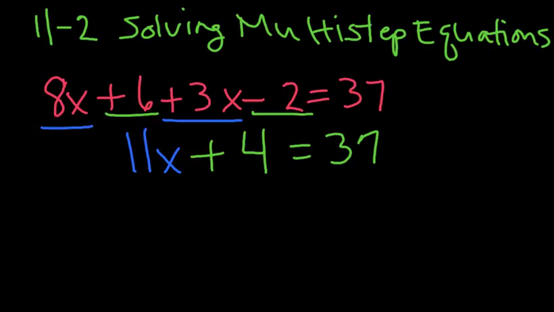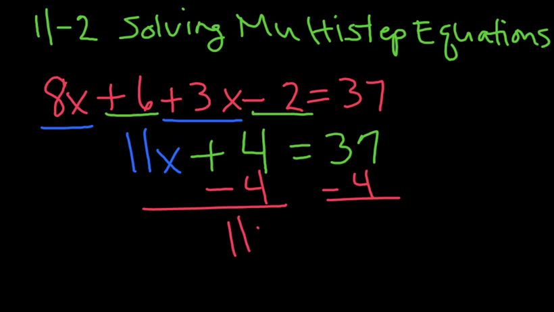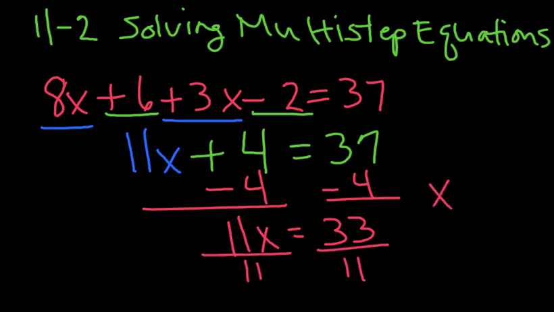Now I'm going to begin to solve my equation. Okay? So, first thing I want to do is minus 4. Do it to both sides. That leaves 11x on this side. That leaves 33 on this side. Now divide by 11. Divide by 11. And x equals 3. That makes sense.